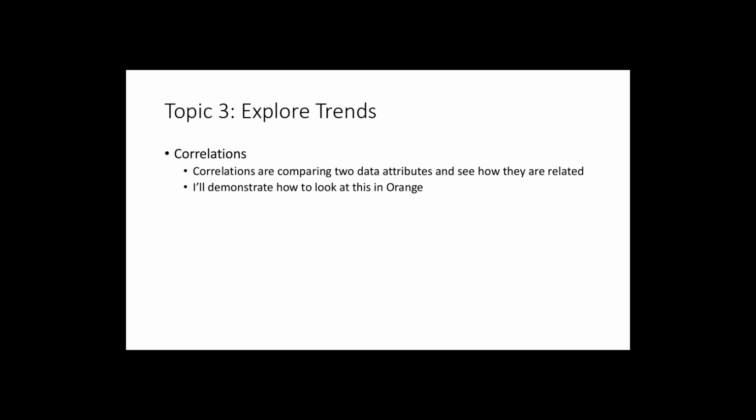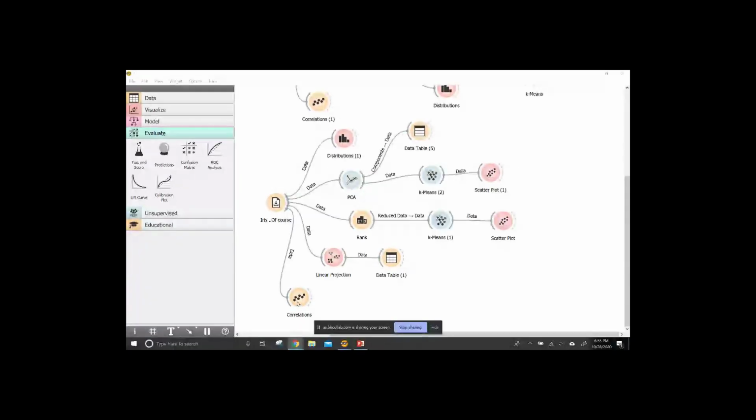And the way this works is you could look at it as doing kind of a linear regression on each one of your data points together. So you can take two data points and see how one explains the other, whether they're directly correlated or inversely correlated. So I'm going to just go back over to my data here one last time. And again, I just attach a correlations object on the output of my data set.